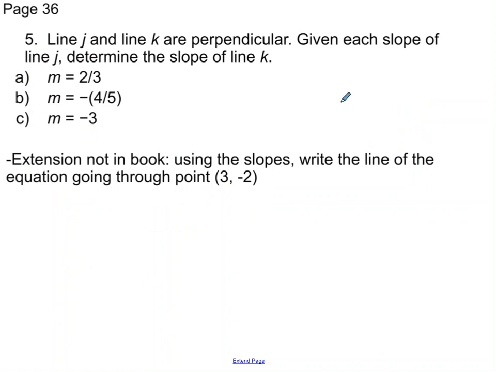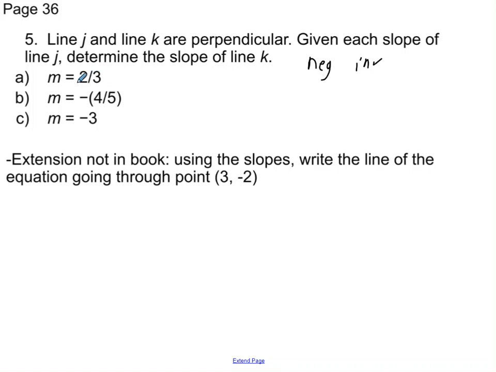The more difficult thing is with perpendicular lines. So in the video, or in the class, we learned that perpendicular slopes have the negative inverse. So I'm going to take the line here. So line J and K are perpendicular. This is the slope for the line J. What's the slope for K?